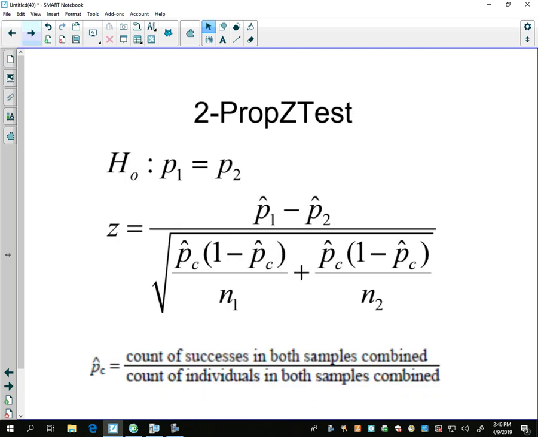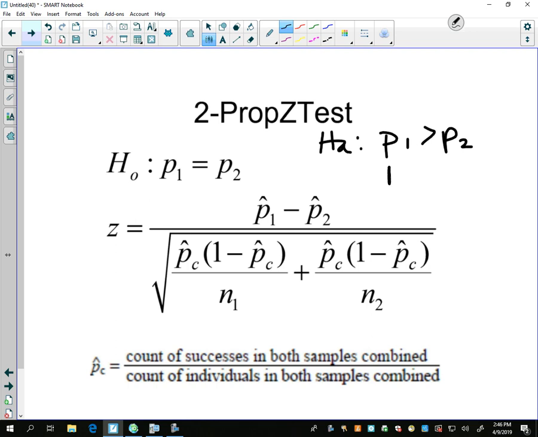Okay, and now the formula for the two prop z test. We're assuming that the proportions are equal, and the alternative can be that p1 is greater than p2, or p1 is less than p2, or you could have the two-sided test where p1 is not equal to p2. So the test statistic here becomes p hat 1 minus p hat 2.